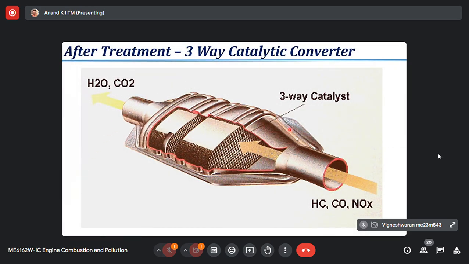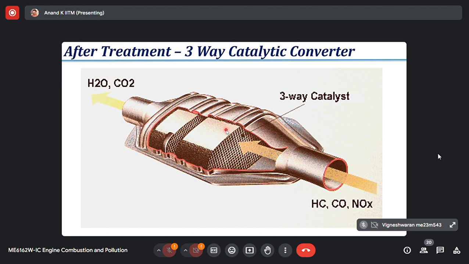So this is a schematic of a three-way catalytic converter. It's like a small metallic can. This is installed in the tailpipe. You would have seen this in passenger cars, right? Most of you would have noticed this. You have a metallic can here, an enlarged area.